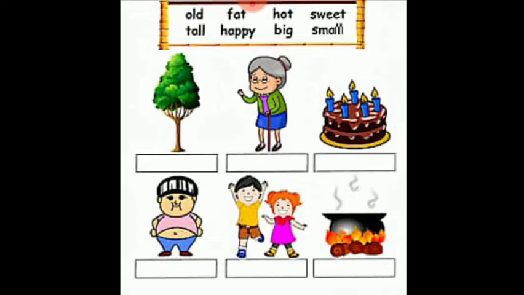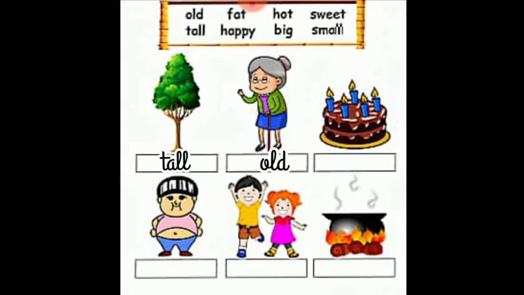Now what are we going to do? We are going to match the nouns with the appropriate adjectives. Shall we do it? Yes. What is the first picture? Tree. What adjective can we use for tree? Yeah, the tree is tall. So, tall tree.